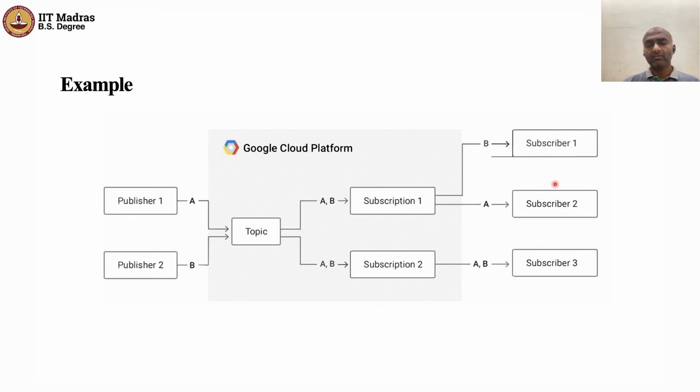So this is what is meant by many to many. So multiple publishers to the same topic, multiple different subscriptions, and multiple subscribers to the same subscription as well. That's possible. So this allows you to scale dramatically, right? Publishers can scale independently. The subscriptions can actually be many, and then the subscribers to the same subscription can actually be many as well.